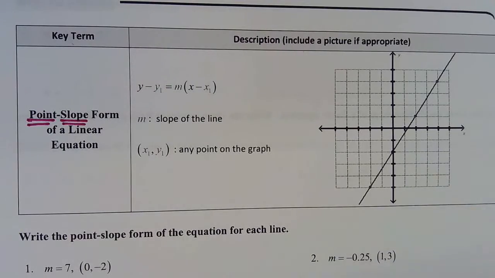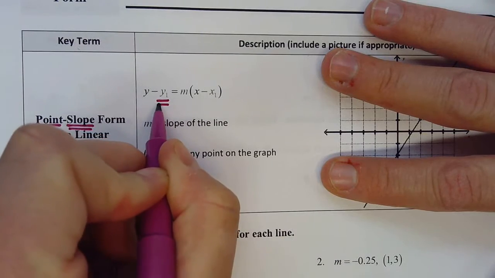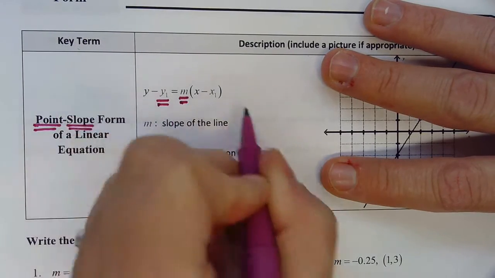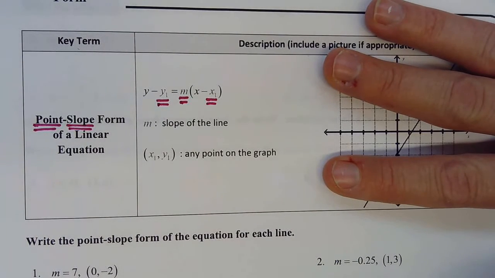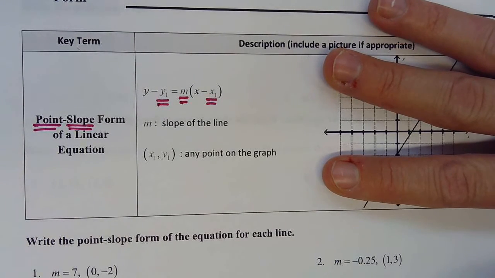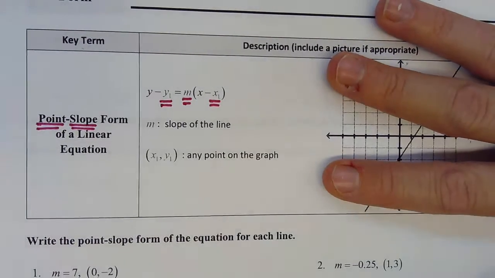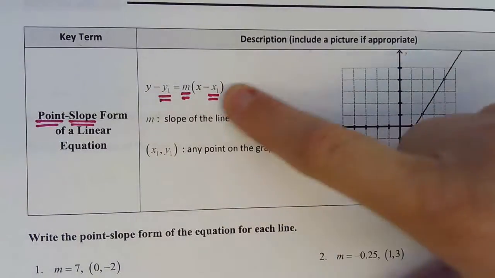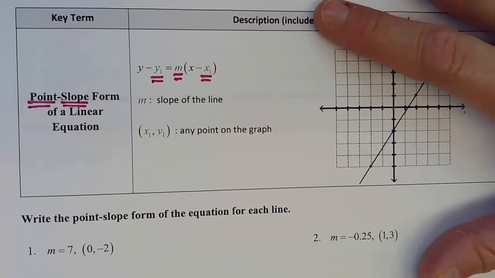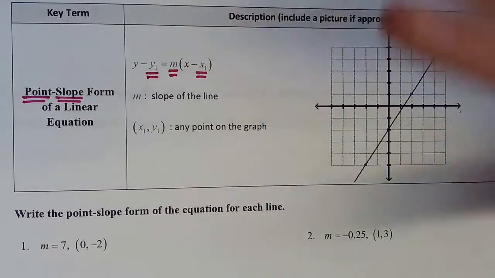So point slope form, this is what it is right here. It's y minus y1 equals m, and then x minus x1. These are the 3 pieces of information that you need in order to write these equations. So I'm going to color code this a little bit so that it helps. It's nice that it's written out for you, but I like to color code it so you really see exactly where you're plugging numbers in.